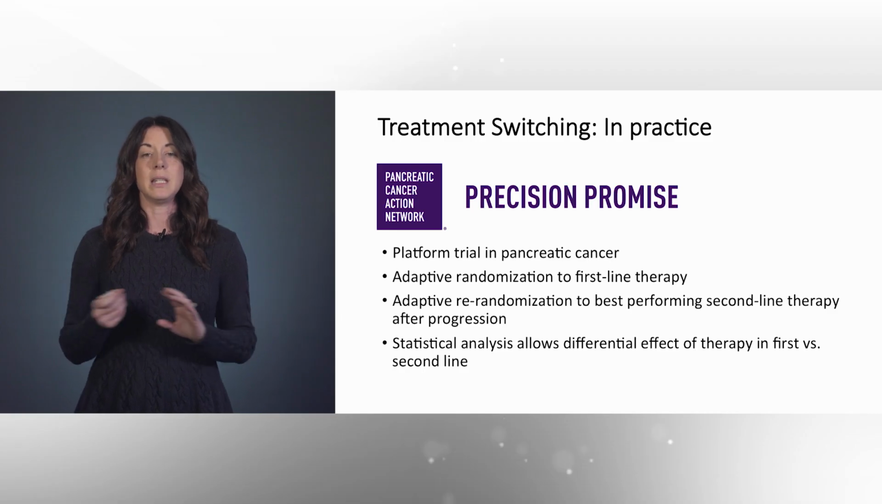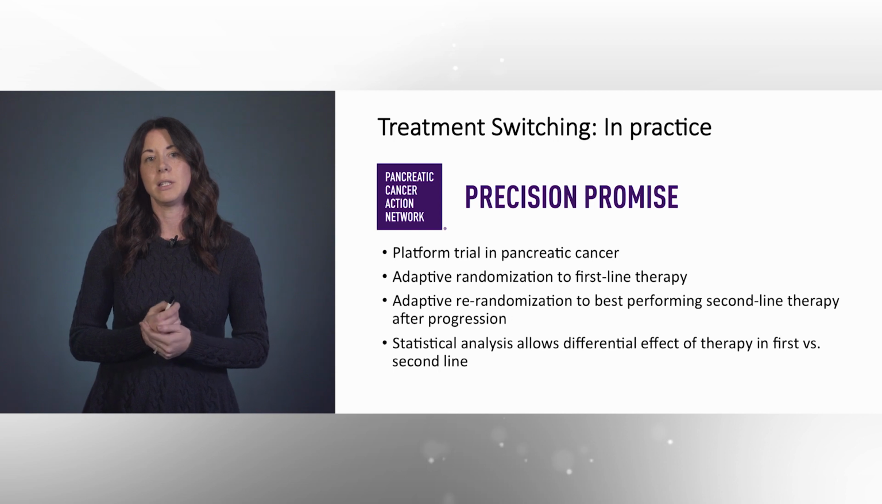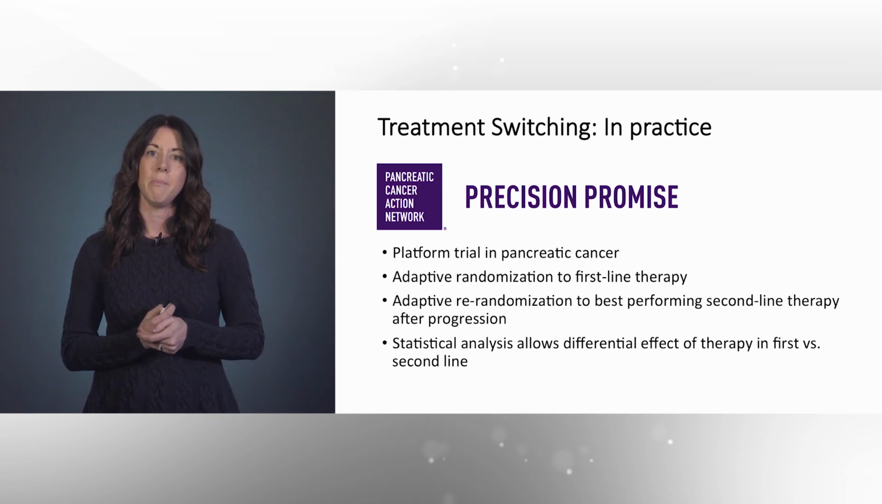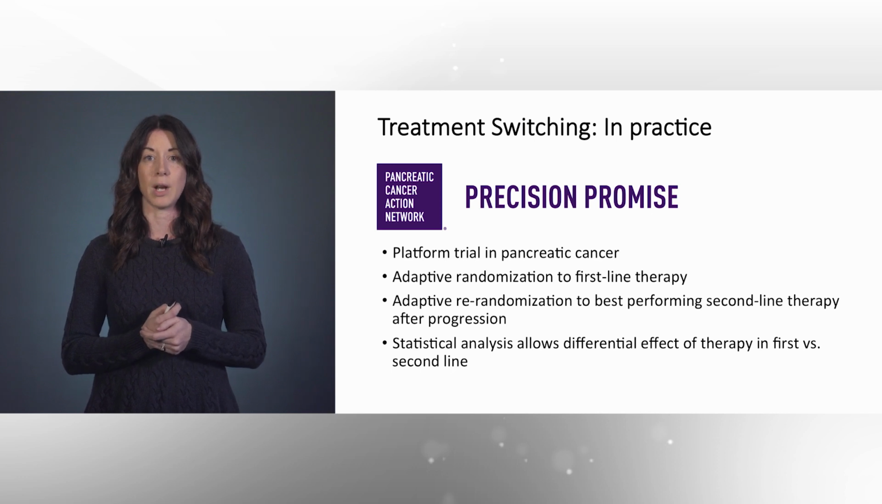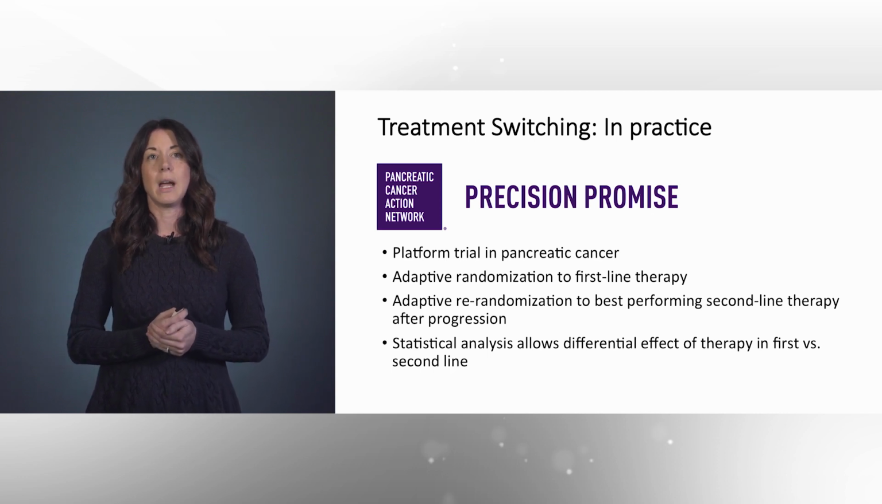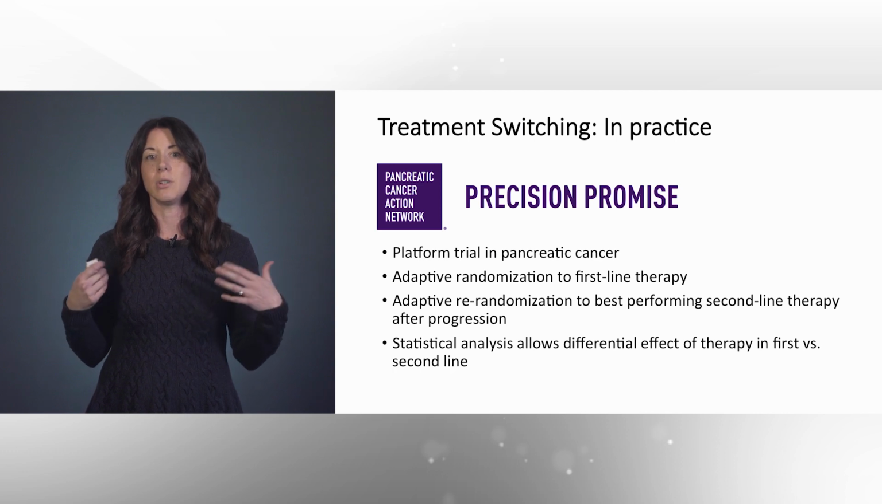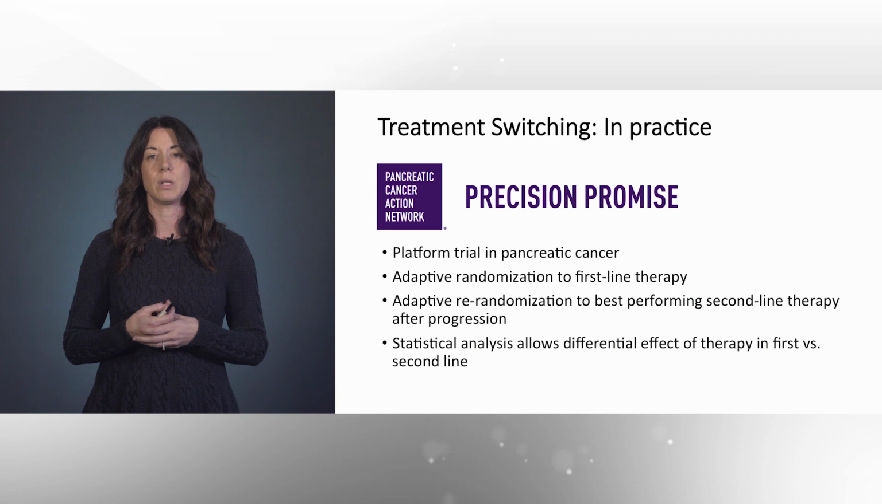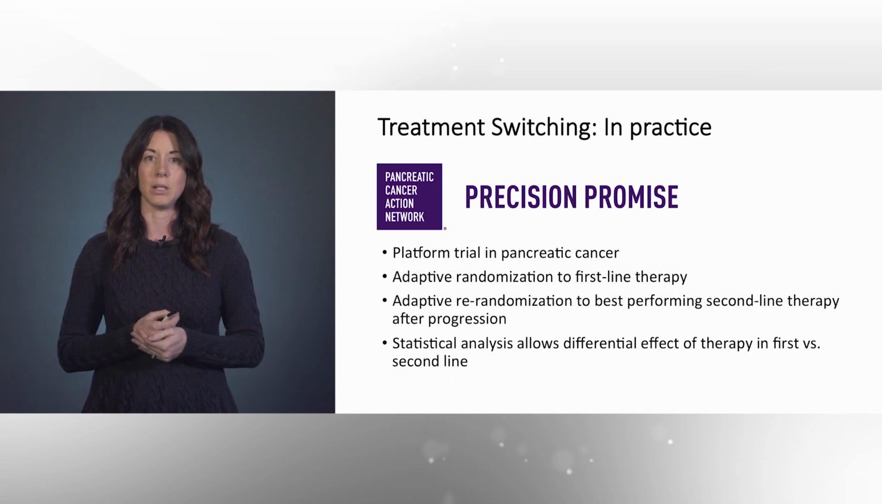Now, treatment switching is done many times in oncology. This is just one example of when it's done in practice. This is the Precision Promise Pancreatic Cancer Platform Trial. And this is a trial that's a perpetual trial that's interested in looking at many therapies over the course of time and which ones help pancreatic cancer.